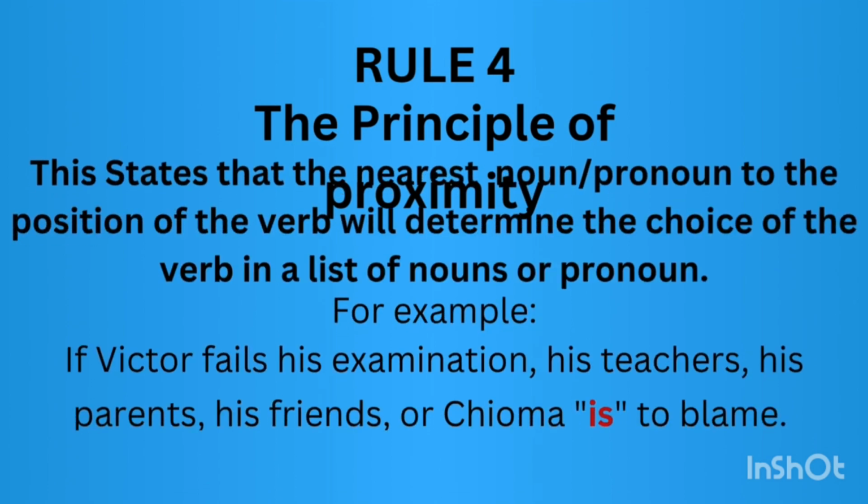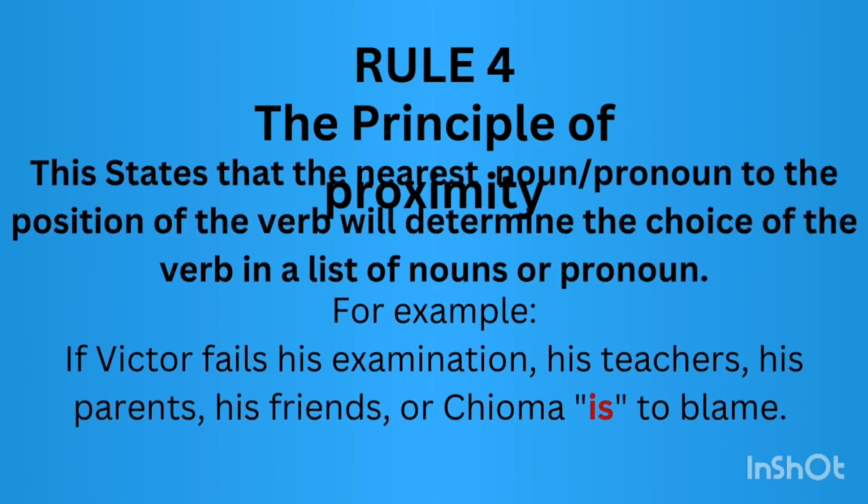Okay, let's proceed. Rule 4. The principle of proximity. This states that the nearest noun or pronoun to the position of the verb will determine the choice of the verb in a list of nouns or pronouns. For example, I gave below. You can see it.